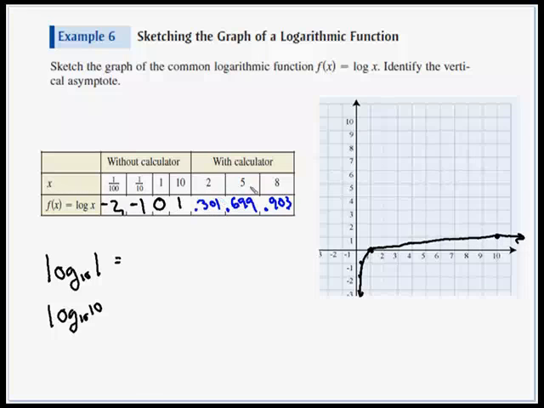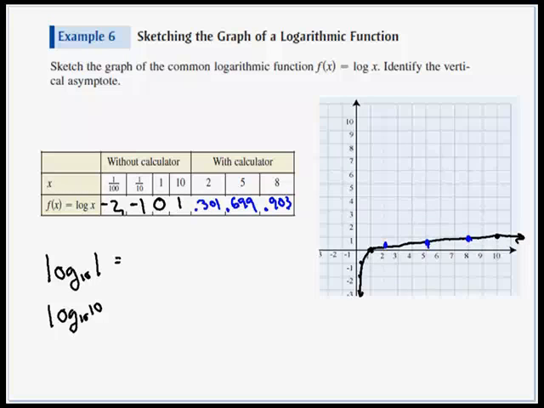Over 2, up about 1/3. Over 2, up 1/3. Yep, we're right there. Over 5, we should be at about 0.7. Pretty close to 1. Yep, there it is. And if we go all the way over to 8, we're up to about 0.9. Pretty close to the line y equals 1. So there's our graph of the common log function.